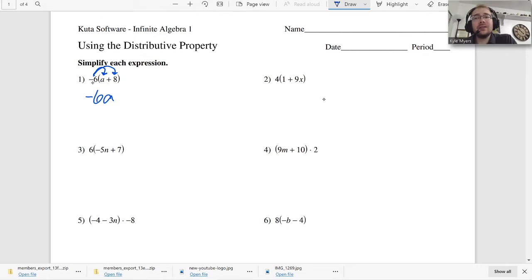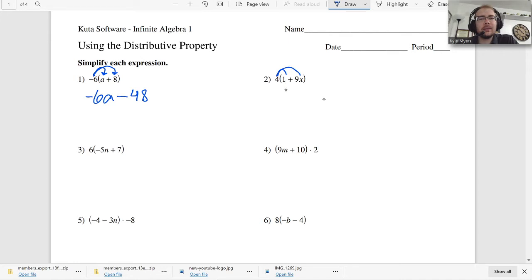And then negative 6 times a positive 8, but I'm going to be either adding or subtracting those two numbers here. Negative 6 times positive 8 is going to be a negative number, a minus there. A positive and a negative make a negative, like we talked about in either the last video or the one before that. And what's 6 times 8? Well, 6 times 8 is 48. And there we go, we just distributed. Let's go ahead and look at the next one.